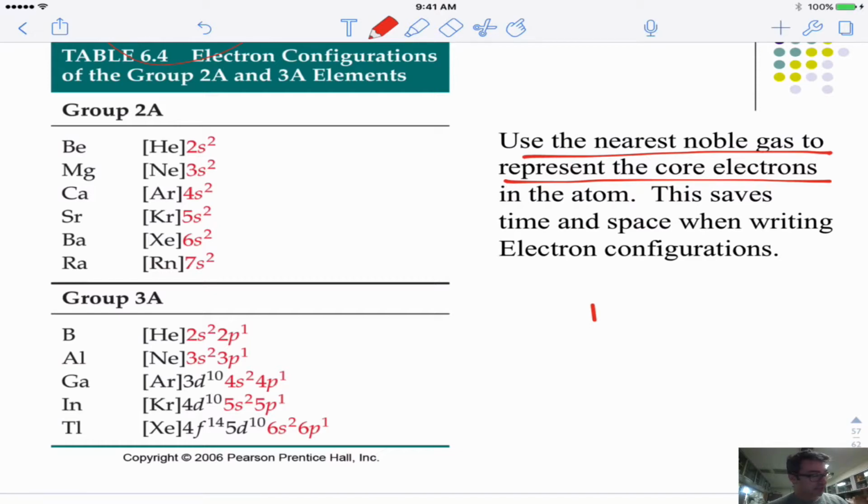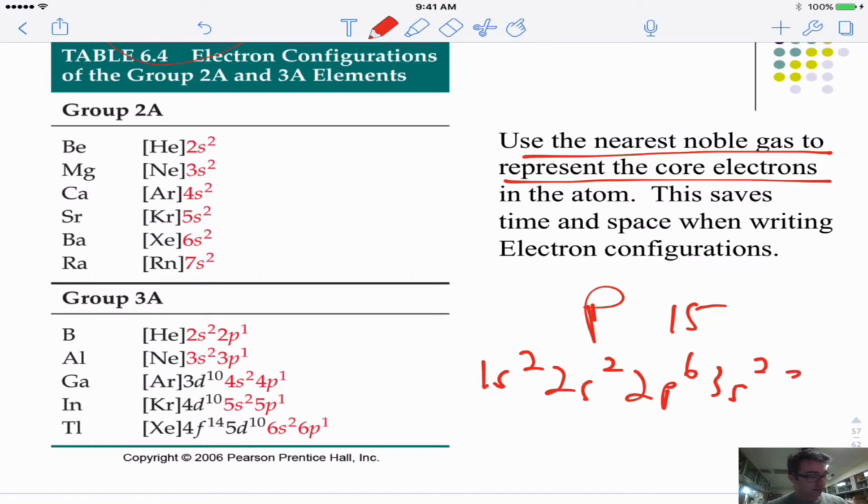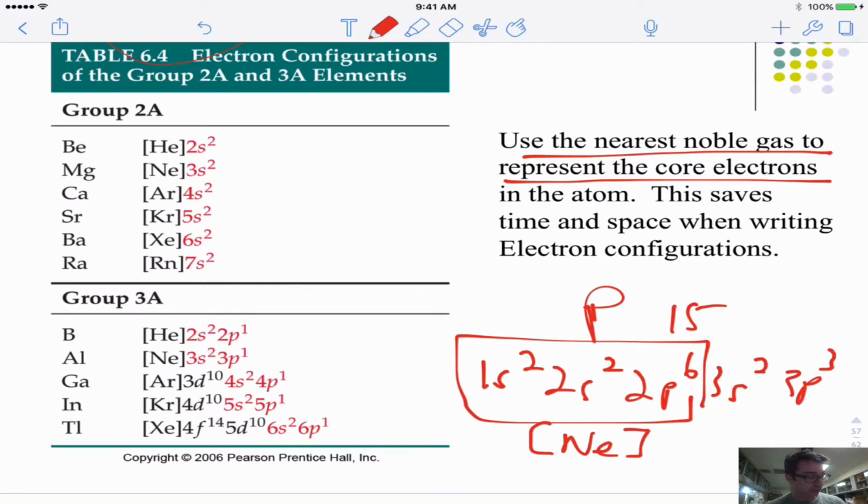So if I did one that was kind of reasonable, like phosphorus, for example, that has 15 electrons: 1s2, 2s2, 2p6, 3s2, 3p3. If I wanted to abbreviate this one, I could take the core electrons. The nearest noble gas is this core, which is neon, and then I could just put on the valence electrons.